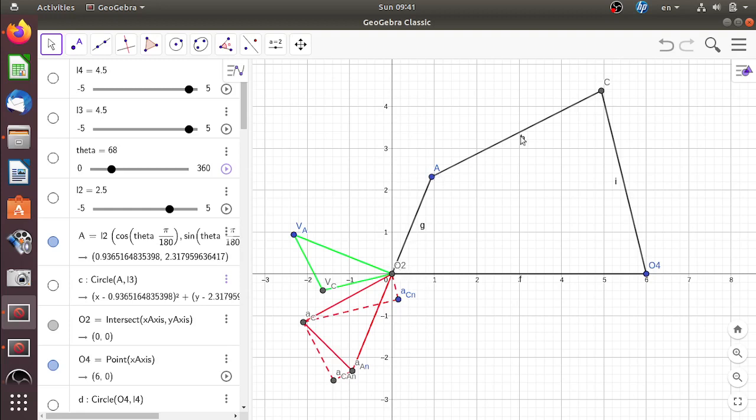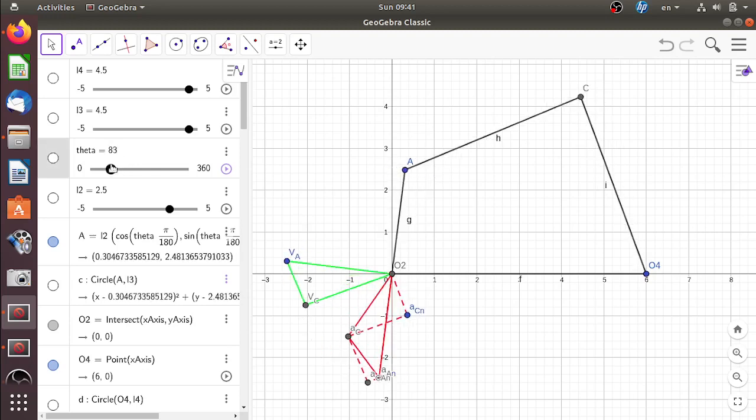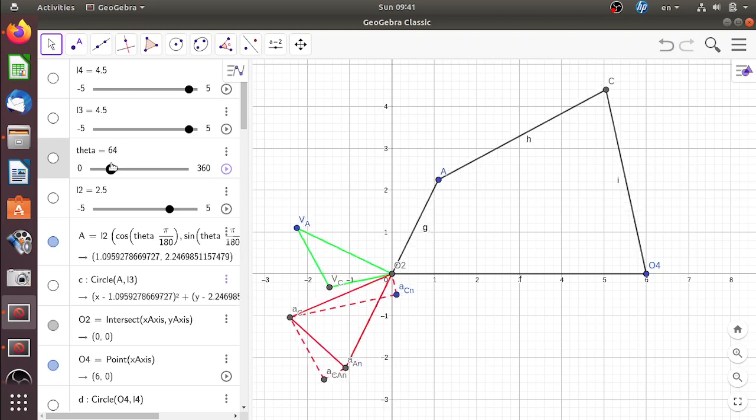So this is our 4-bar linkage, and here we have the theta that will be our input variable. When we change the input variable we will get a different configuration. Now this green one is our velocity diagram, and this red one is the acceleration diagram. I have constructed these using GeoGebra, and for this week's assignment you have to construct a similar one.